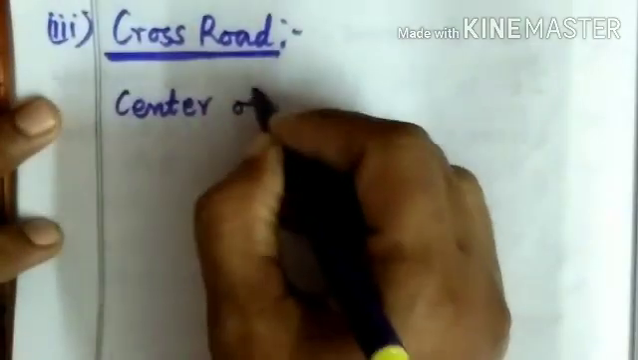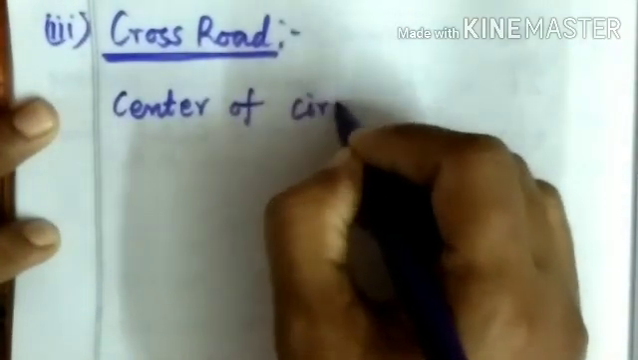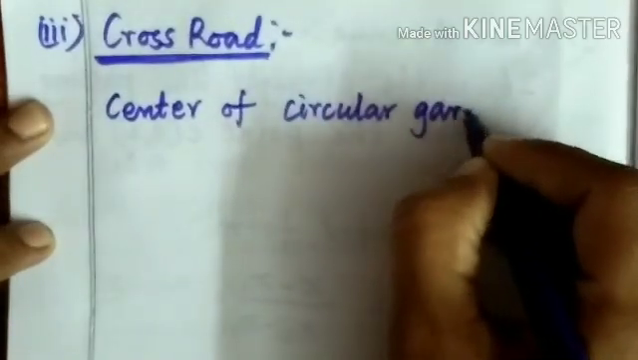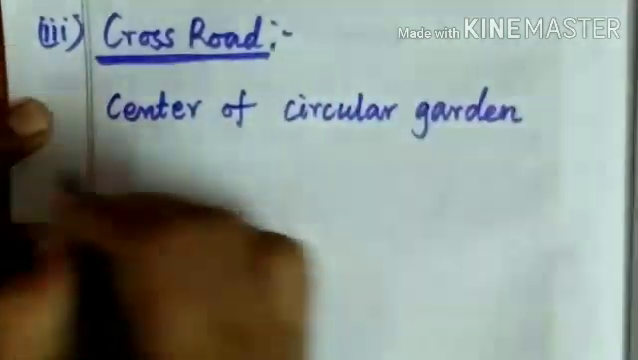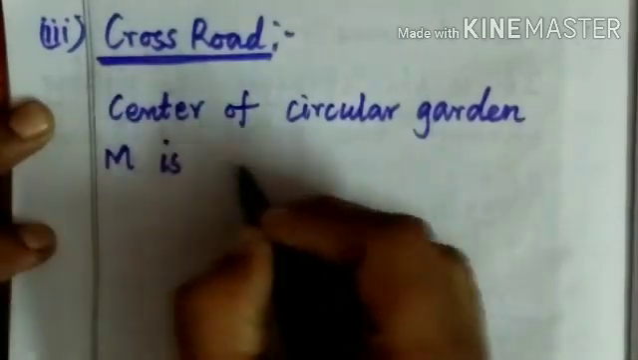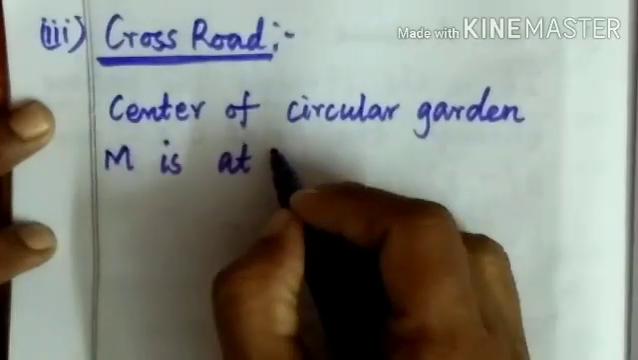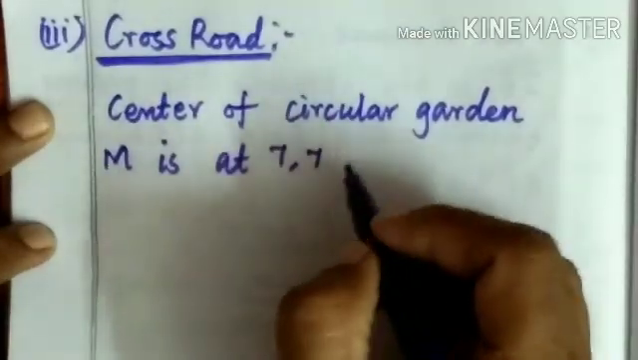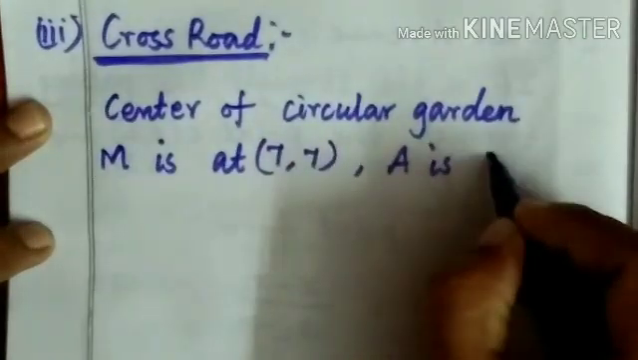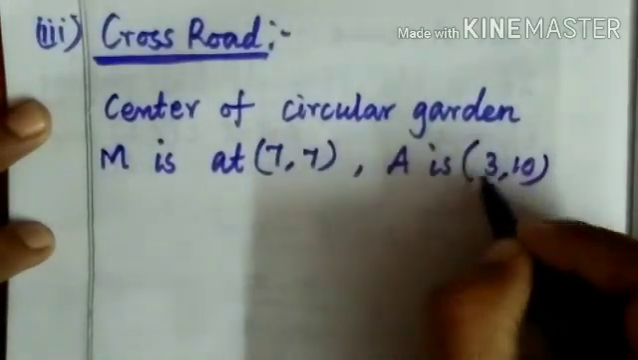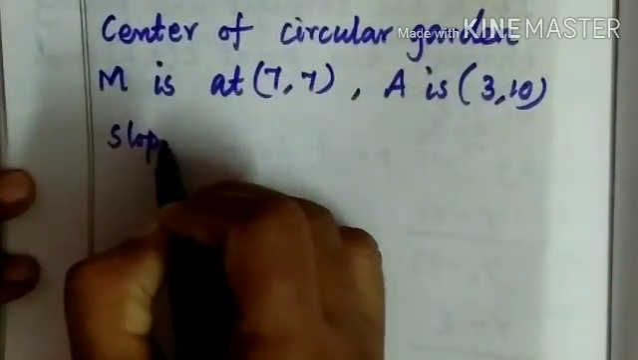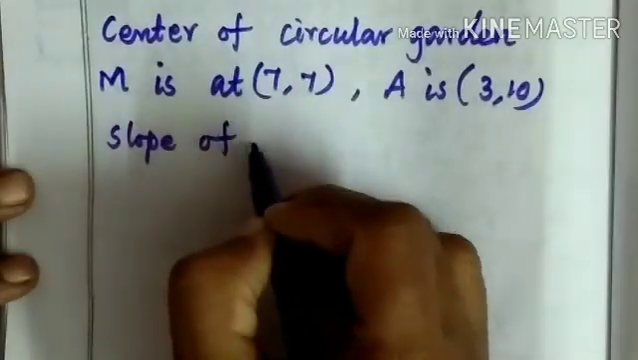Center of the circular garden M is at (7, 7) and A is (3, 10). First you find slope of MA.